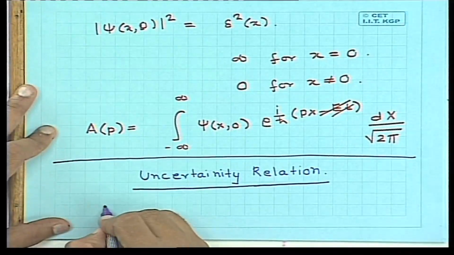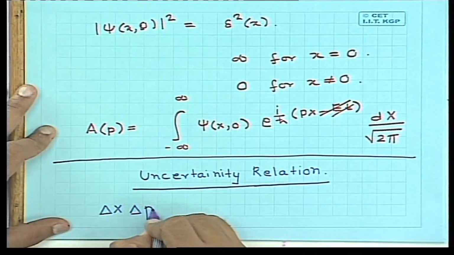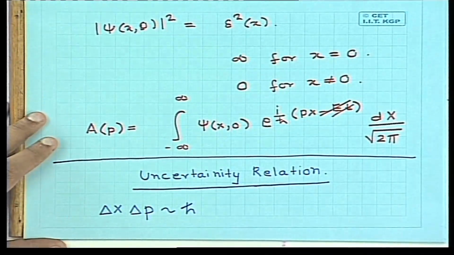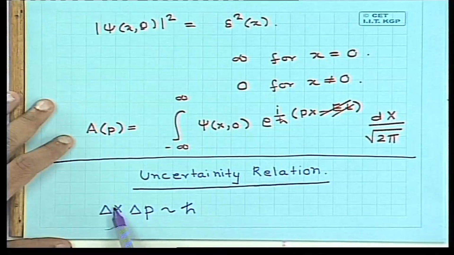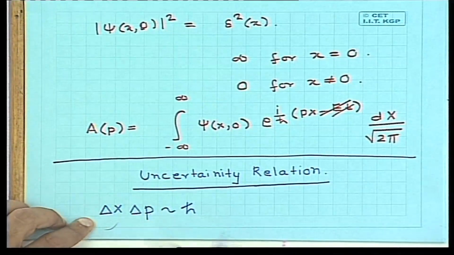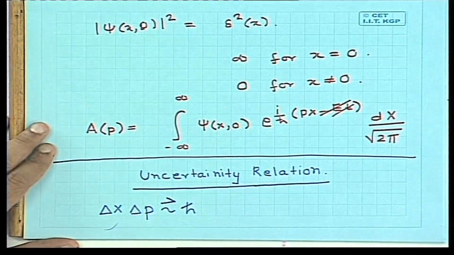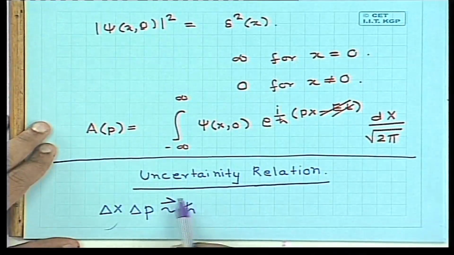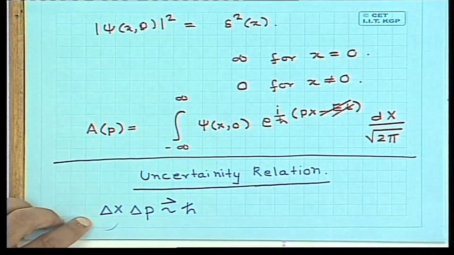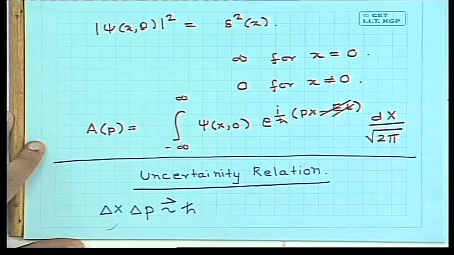The uncertainty relation roughly says that the uncertainty in the position and the uncertainty in the momentum, the product of these two, is of the order of h cross or larger. So it could be either larger or of the order of h cross. I will make this more rigorous in later classes. Right now, at the qualitative level, we can use this expression.